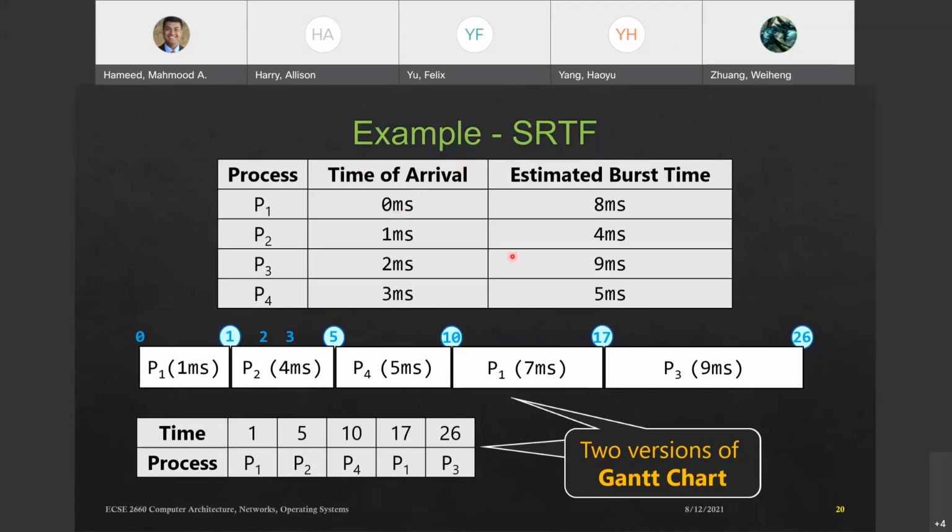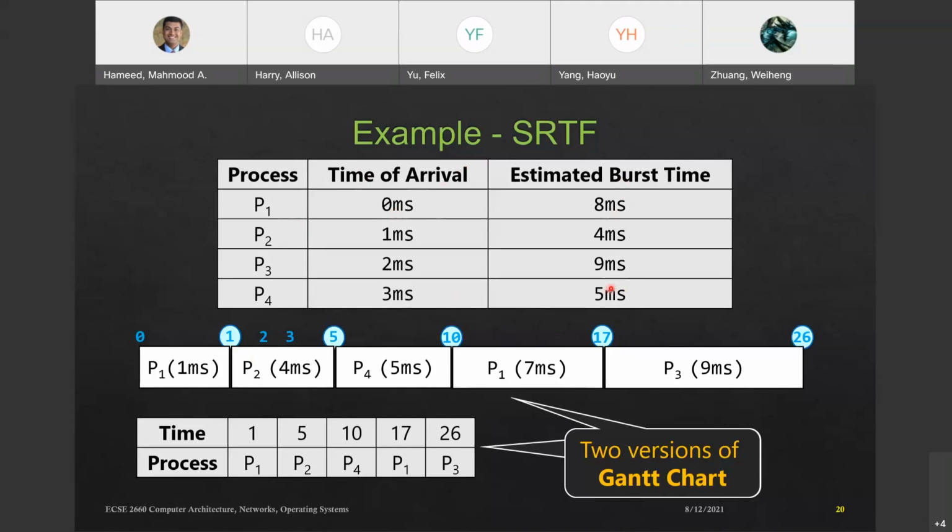This is the same example, same processes, same times of arrival, same estimated burst times. So essentially the same example, except that now we are trying to draw two versions of the Gantt chart to display in a table format when each process completed.